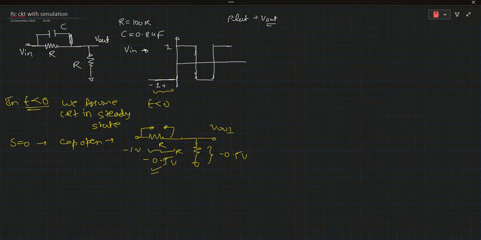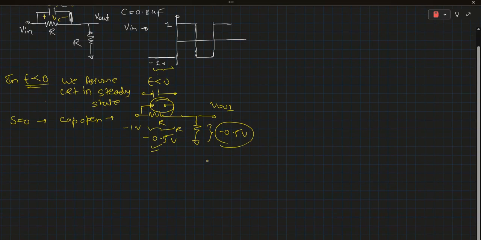The same voltage appears on this capacitor, which I am denoting as VC. In steady state, this capacitor reaches minus 0.5 volt. This is the steady state condition, and Vout is also minus 0.5 volt.